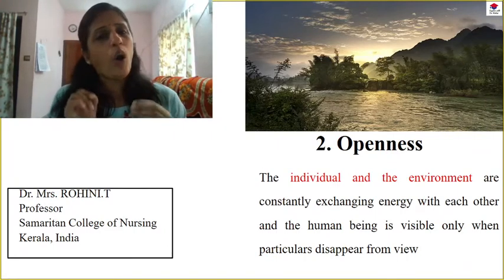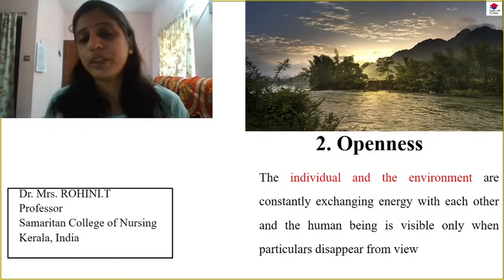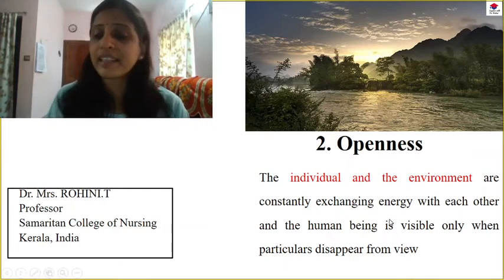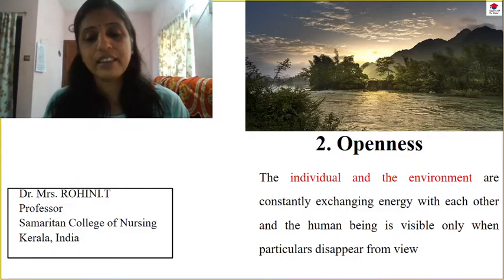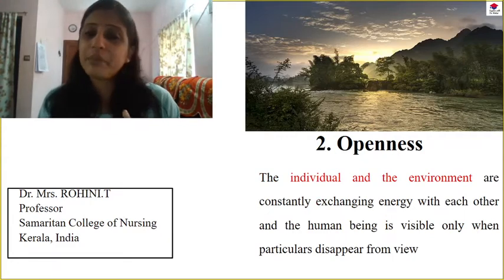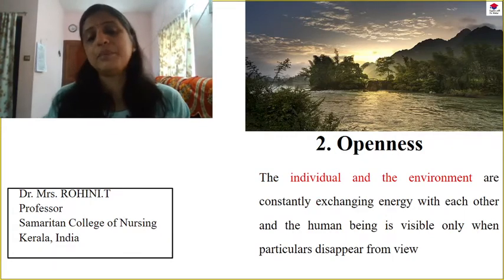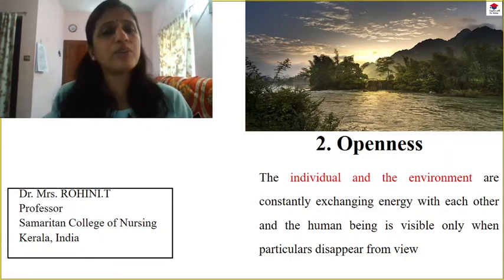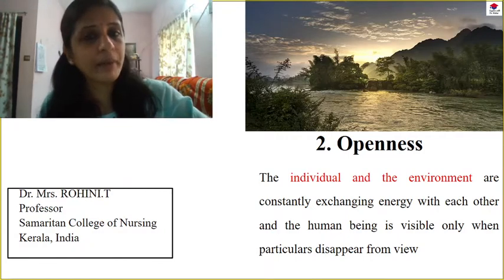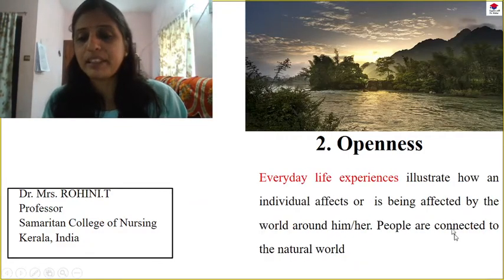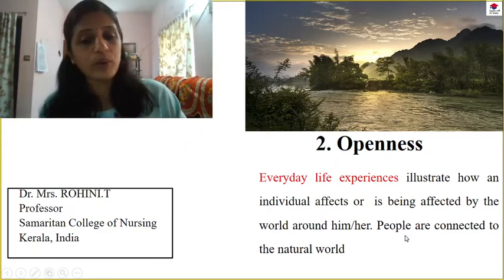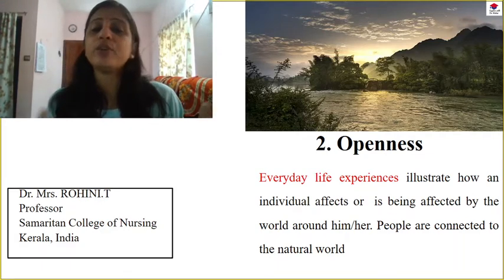Number two, openness. Roger believed that always there is openness in this unitary human being. What do you mean by that? The individual and the environment are constantly exchanging energy with each other. Human being is visible only when particulars disappear from view. So she believed that always there is openness between this human being and the environment. Now, this environment can be this non-living environment, or it can be the other people whom I am meeting in my life. That is what everyday life experiences illustrate: how an individual affects or is being affected by the world around him or her. People are connected even to the natural world.